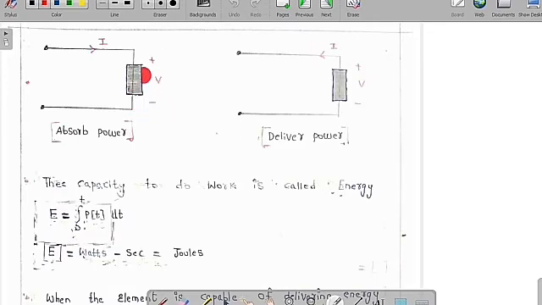So you can see clearly there is an element here. The current is going to enter the positive terminal of the voltage, which means this element is going to absorb the power. Whereas here, for this element, the current is leaving the positive terminal. So therefore we can say this element is delivering the power.